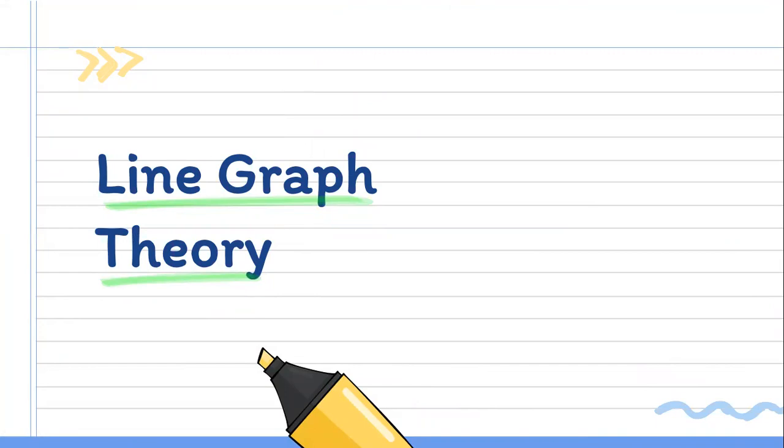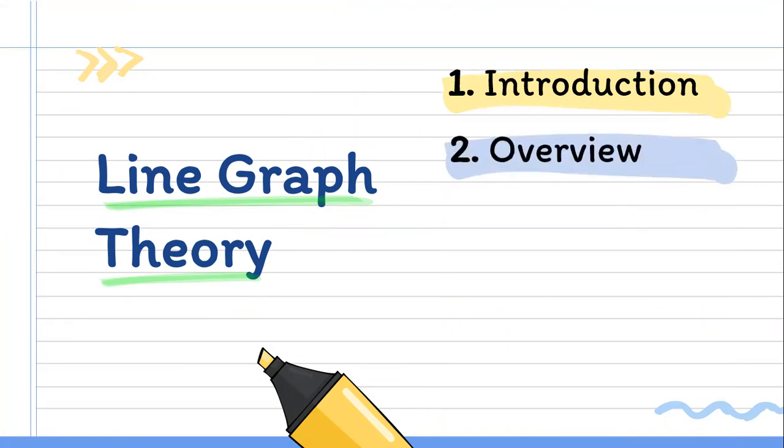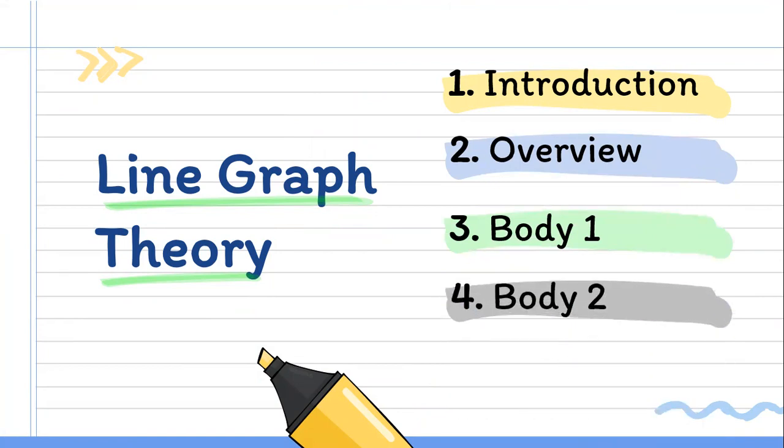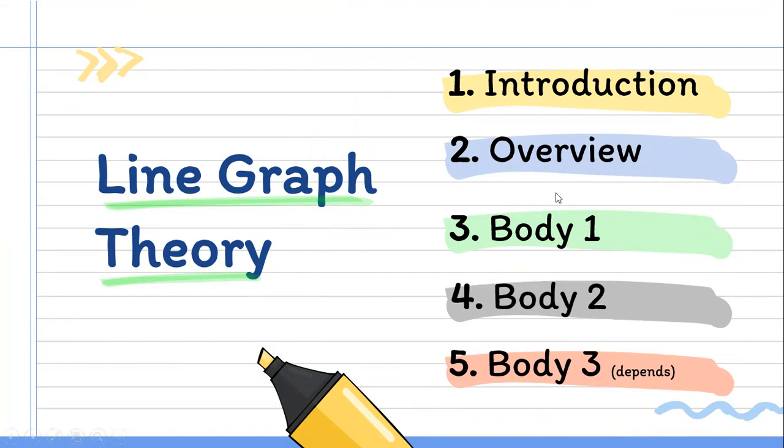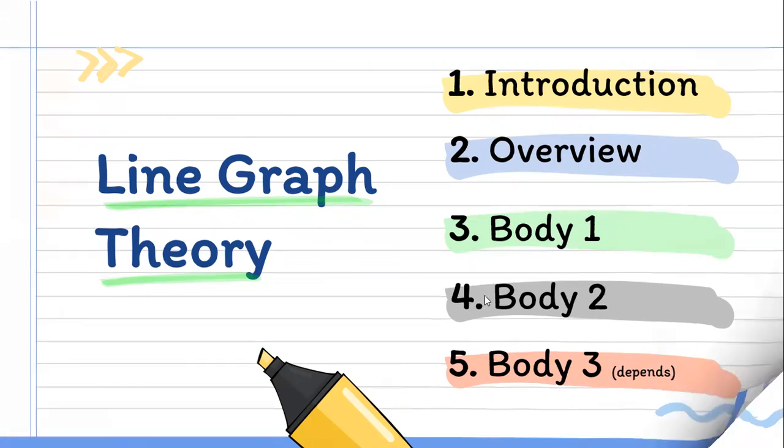So I can suggest you a very interesting structure here. The first is the introduction. Second is overview. The third is body 1 and body 2. And sometimes you can obviously have the body 3. And this depends on how many lines the graph has.